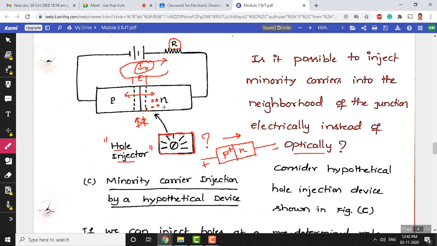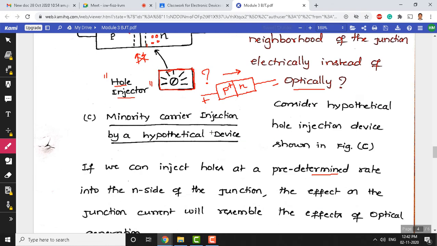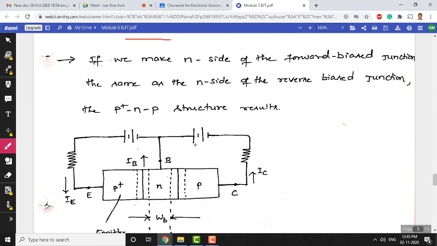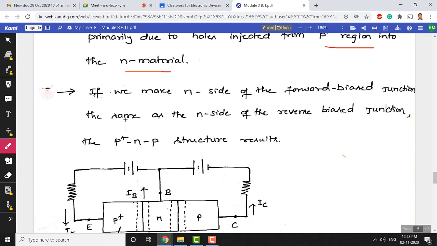Okay, that means we should have a forward biased junction here to create the hole injection, and a reverse biased junction here which causes the current to flow within this loop. So that's what we are trying to say here. A convenient hole injection device is nothing but a forward biased p plus n junction. The current in such a junction is primarily due to the holes injected from the p plus region to the n material.